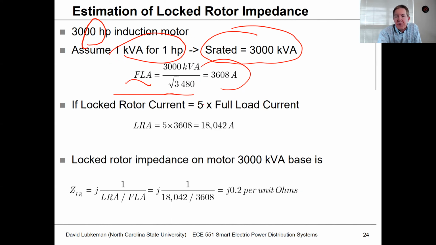If I assume the locked rotor current is simply 5 times full load, then this gives me a locked rotor current of 18,042 amps. To get the locked rotor impedance in per unit on the motor base, this is going to be j times 1 over locked rotor current over full load current. And this is going to give me a locked rotor impedance of j0.2. Actually, if I just took the inverse of 5, that would give me the same value. All right, so this gives me the per unit impedance of the machine at locked rotor condition.